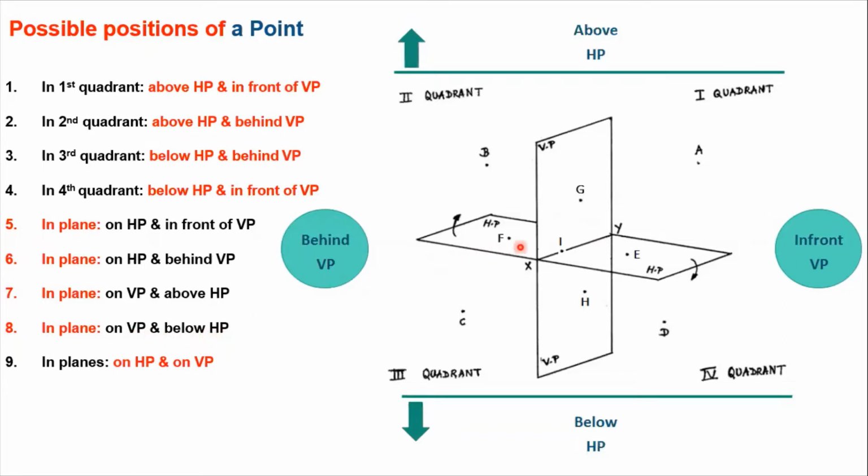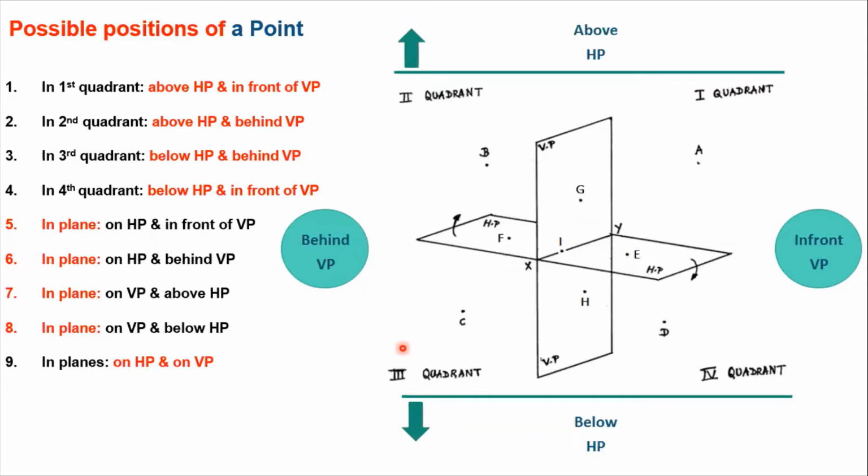Now let us define the 9th point. The 9th point would be at the intersection of your HP and VP. As we can see, the intersection of HP and VP is nothing but your XY line. So the 9th point would lie on this XY line. Let us define this 9th point, which is your point I, resting on HP and VP itself. That means it is resting on HP as well as on VP. So we have defined it here as on HP and on VP. So these are the complete 9 positions of your point. The possible position of a point can be a maximum of these 9 positions.